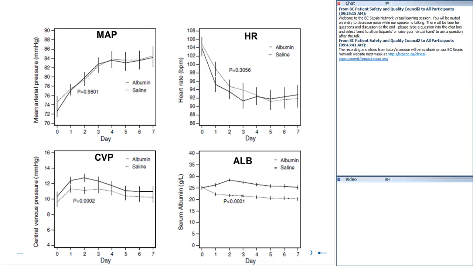With regard to physiologic endpoints, the mean arterial blood pressure was similar, the heart rate was similar, the albumin levels were higher in the albumin group compared to the saline group as expected, and on day 2, the CVP was higher, statistically higher in the albumin compared to the saline group, and the difference was less than 2 between them. So many of us question again the actual clinical significance of that difference in the CVP.